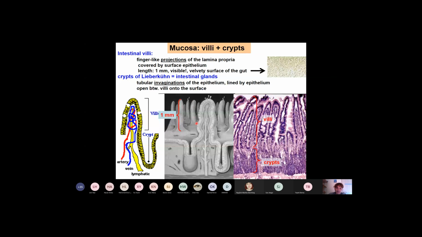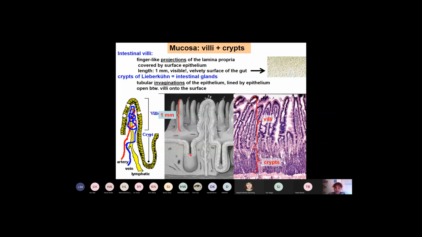These are, as I mentioned, finger-like projections which are covered by the surface epithelial cells, and these are also a little bit macroscopically visible because the length of the villi is about 1 millimeter, so that the surface of the gut will be like velvet. In the light microscope, we will only see a light eosinophilic stripe. Sorry, we will also see these villi, but do not mix them up with the microvilli. The microvilli are cytoplasmic projections of the cells, and we will see the microvilli only in the form of a thin eosinophilic layer on the top of the epithelial cells.